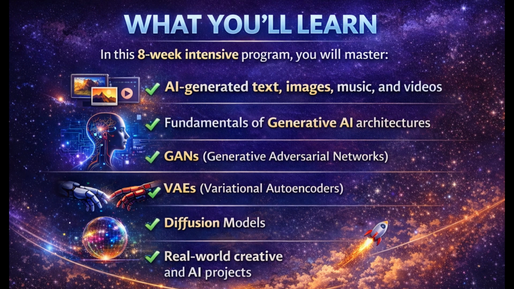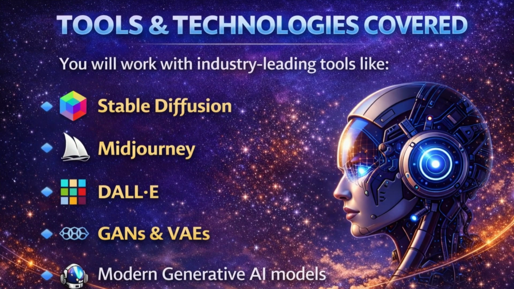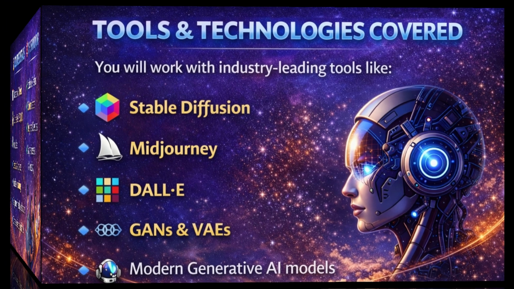What you'll learn. In this 8-week intensive program, you will master AI-generated text, images, music, and videos, fundamentals of generative AI architectures, GANs (generative adversarial networks), VAEs (variational autoencoders), diffusion models, real-world creative and AI projects. Tools and technologies covered. You will work with industry-leading tools like Stable Diffusion, Midjourney, DALL-E, GANs and VAEs, modern generative AI models. All concepts are taught with live demos and practical use cases.